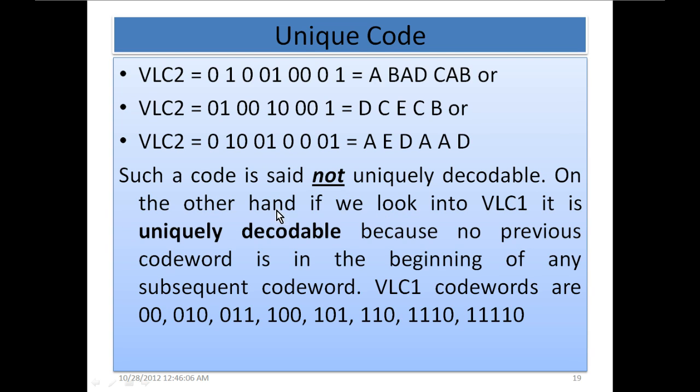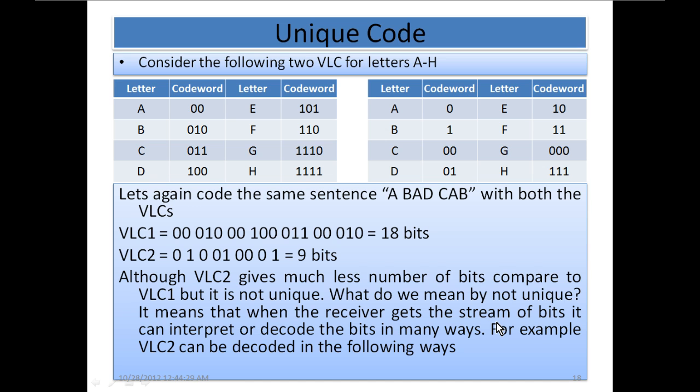On the other hand, if we look into VLC1, it is uniquely decodable because no previous code word is in the beginning of any subsequent code word. VLC1 code words are 0 0, 0 1 0, 1 1 0 0, 1 0 1 1 1 0, 1 1 1 1 1 1 1 0 and 1 1 1 1 0. Look over here. Now look at this 0 0. There is no single 0 over here.